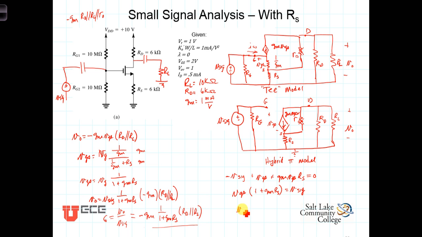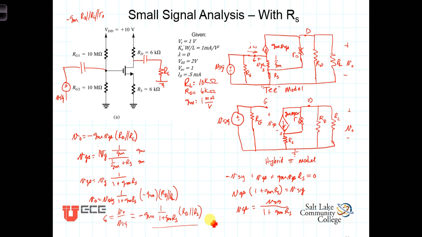Solving for VGS, we get VGS is equal to V sig divided by 1 plus G sub M times R sub S. Now with this expression of VGS, and you'll notice that it's the same expression that we got over here using the voltage divider, we can plug this VGS into this expression, and we get the same output voltage expression. V out is equal to negative G sub M times VGS, which is this term right here, times R sub D in parallel with R sub L. And once again, there's no reason to take the time to do it, but we can calculate the total gain. The total gain, whether we use the hybrid pi model or the T model, is going to be exactly the same. It's negative G sub M times 1 over 1 plus G sub M R sub S times R sub D in parallel with R sub L.